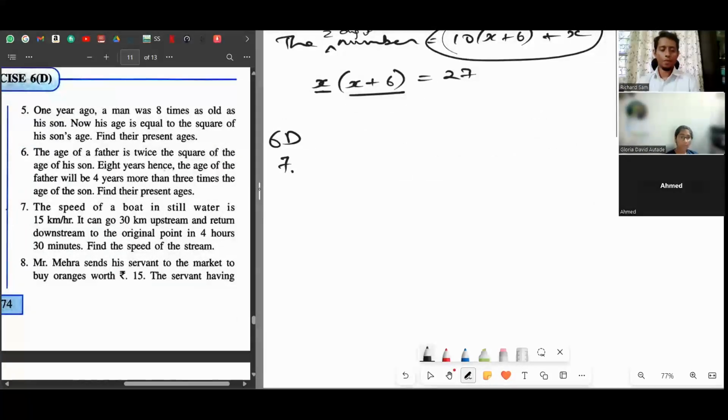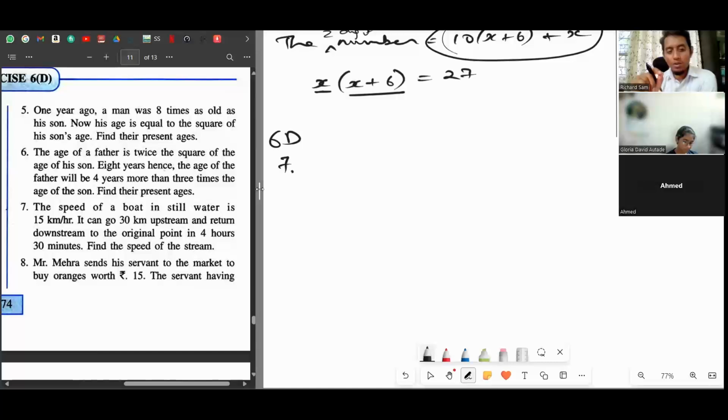Okay, so listen here. The speed of a boat in still water is 15 kilometer per hour. So what do you understand from that? Still water means the water is not moving. It's not a river. It's like a lake or a pond. The water is steady, and there's this boat that's going at a speed of 15 kilometer per hour.